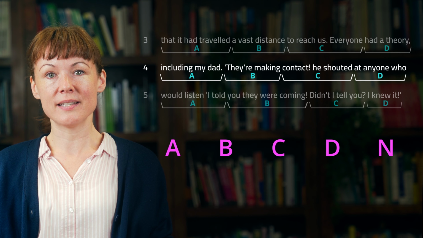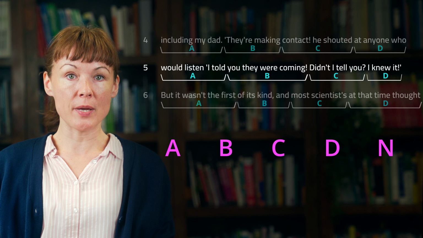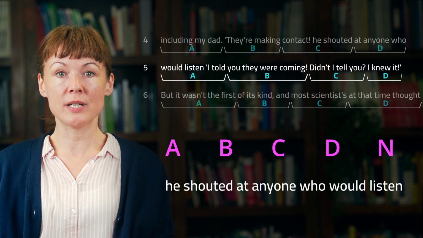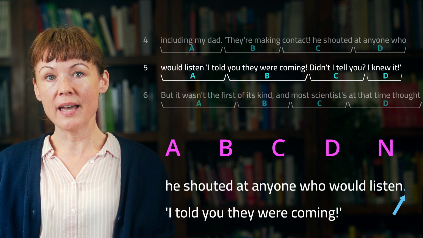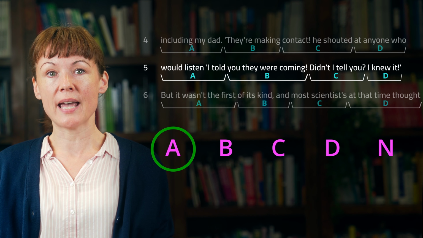Moving on, we see that the beginning of line 5 is missing a full stop. It's supposed to be, "He shouted at anyone who would listen," end sentence, and then a new sentence starting with, "I told you they were coming." We need a full stop at the end of attributive tags, telling you which character said the dialogue, which in this case is, "He shouted at anyone who would listen." Therefore, the mistake is in box A.